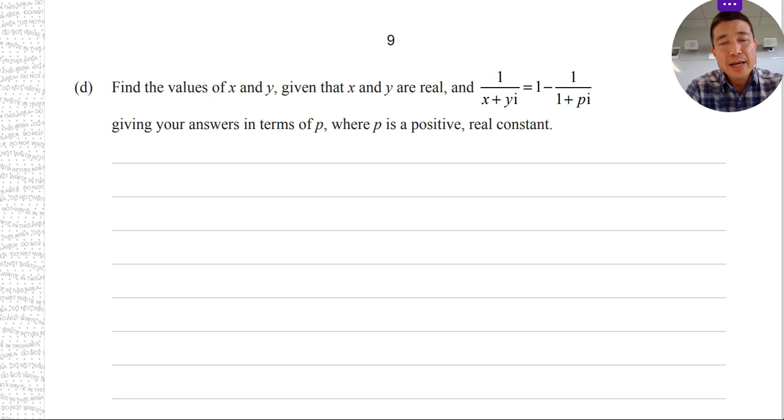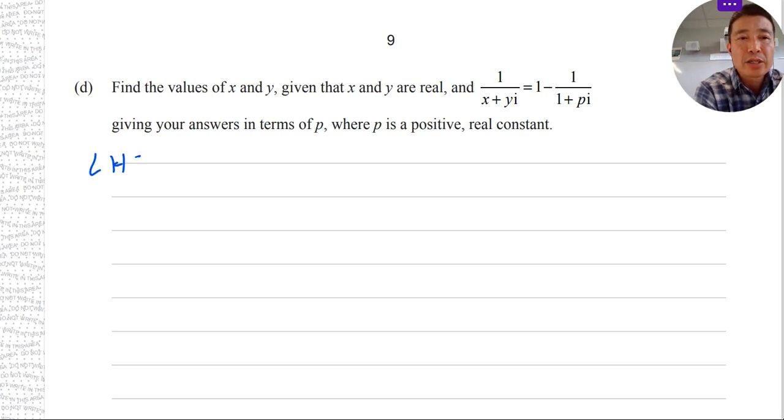Find the values of x and y, given that x and y are real, and 1 over x plus yi equals 1 minus 1 over 1 plus pi, giving your answers in terms of p, where p is a positive real constant. Now, you have to rationalize 1 over x plus yi on the left hand side as well as the right hand side. Okay, let's start with the left hand side.